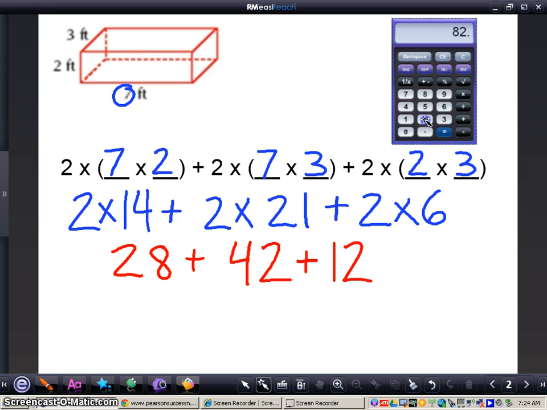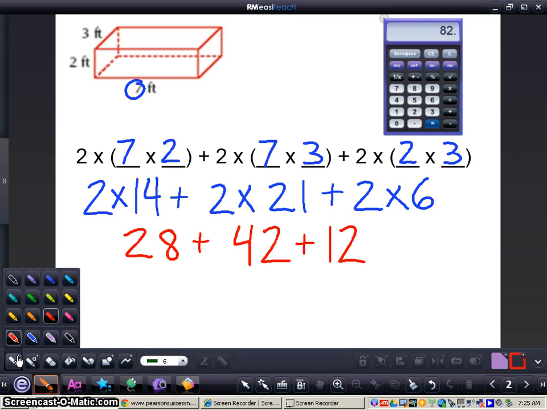So I'll try it again. 28 plus 42 plus 12. I have the same answer twice, 82. Now it's important to label your units correctly, 82 feet. And since it's area, we're working with square units here. So we'll just write my answer here.